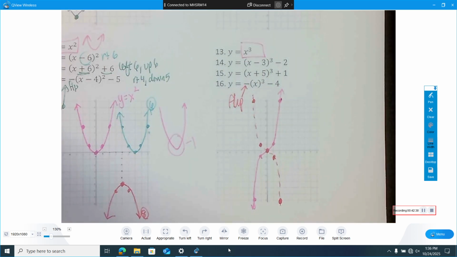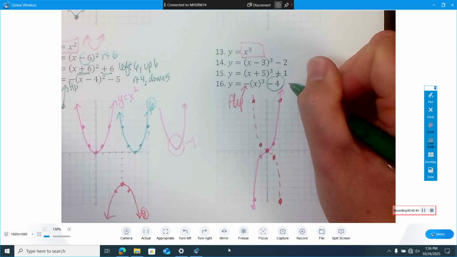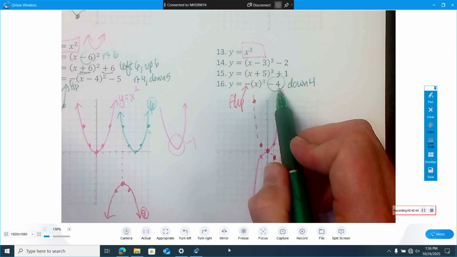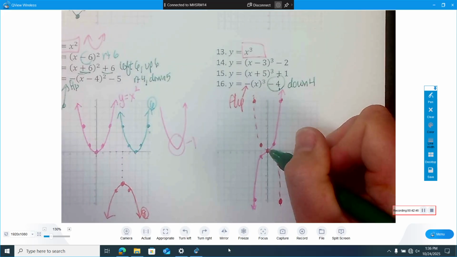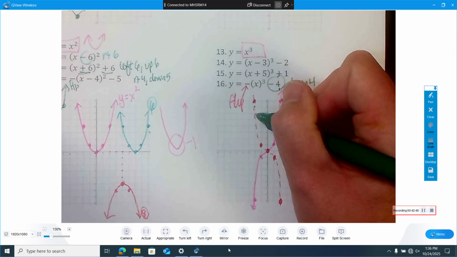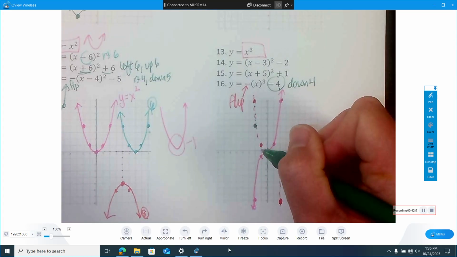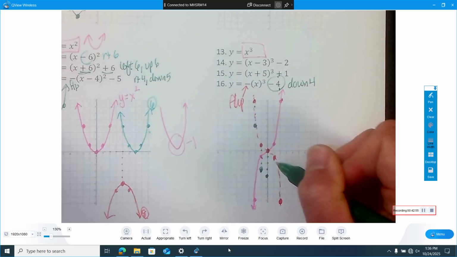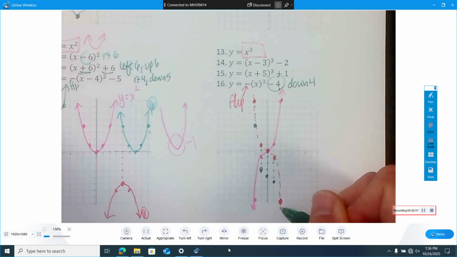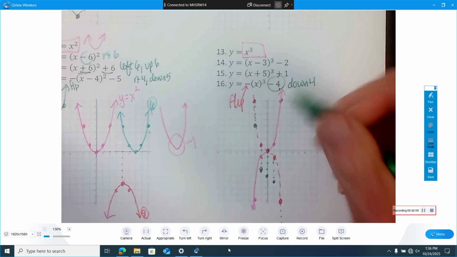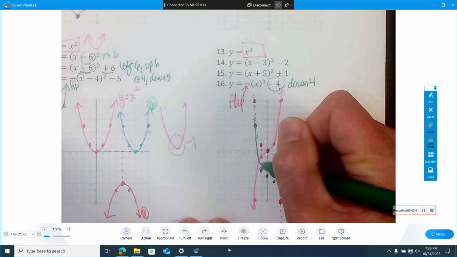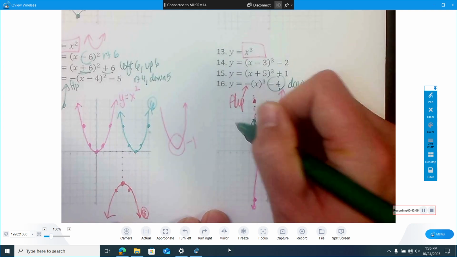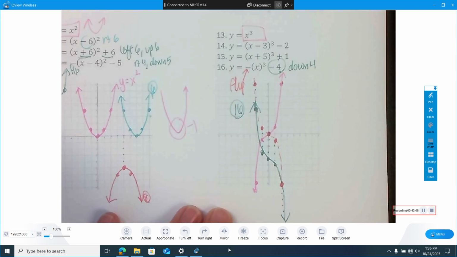And then how does it shift from there? Down 4. So this is outside the parentheses, so it's going to go up or down. So this is going to go down 4. 1, 2, 3, 4. And this one goes down 1, 2, 3, 4 as well. But I don't need to draw that. Okay. So it looks like that. And that is number 16 right there.